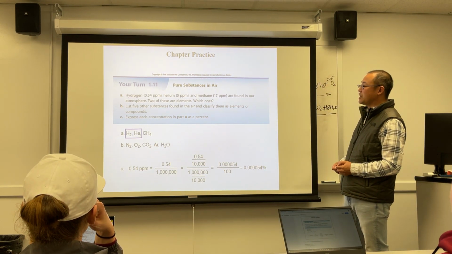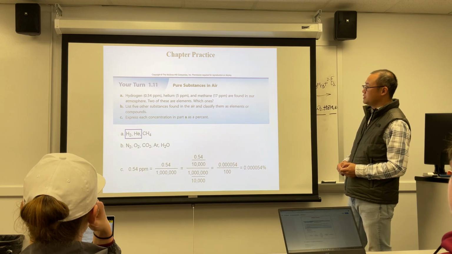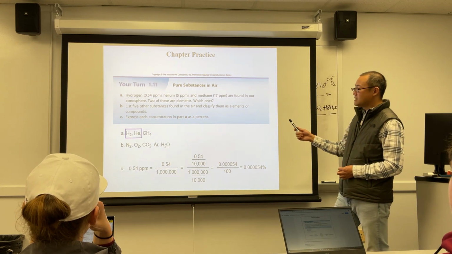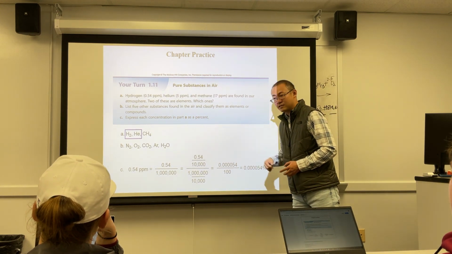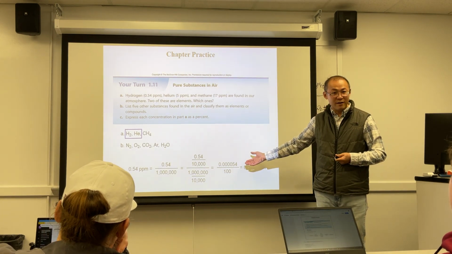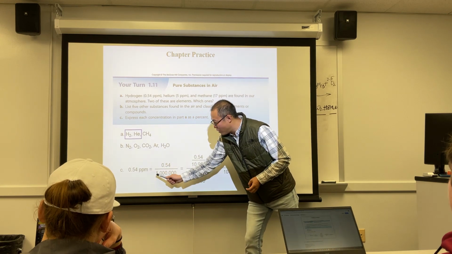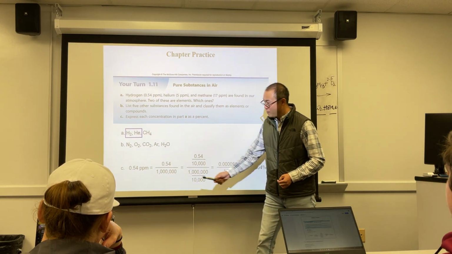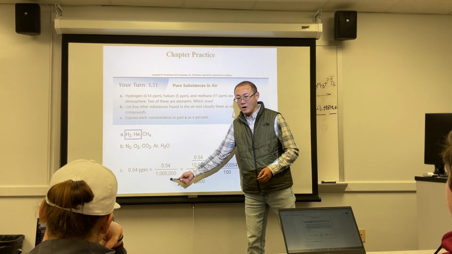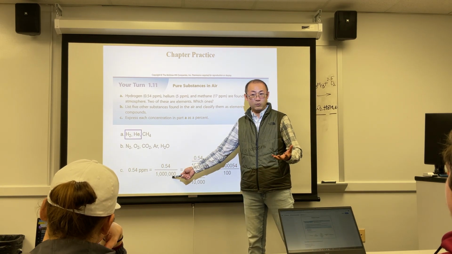Express each concentration in part A. They're all in ppm. It asks you to express the ppm as a percent. Remember we did this very early, right? What is ppm? ppm is parts per what? Million. So I convert 0.54 into what? Over a million, because that's what ppm means.